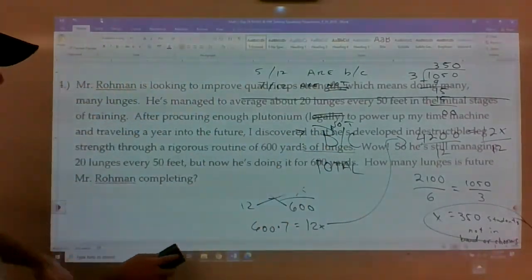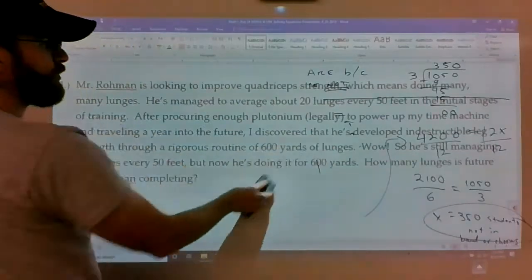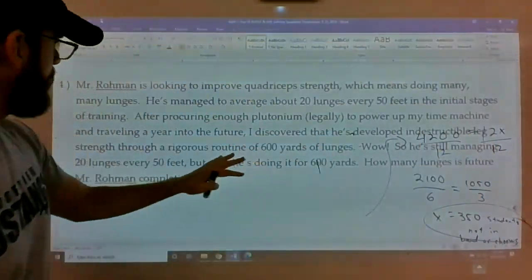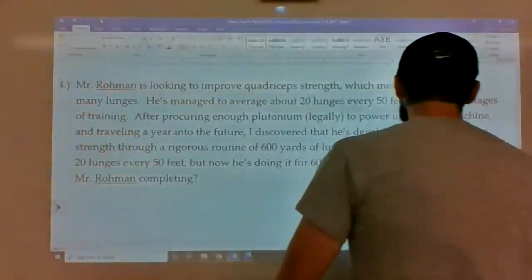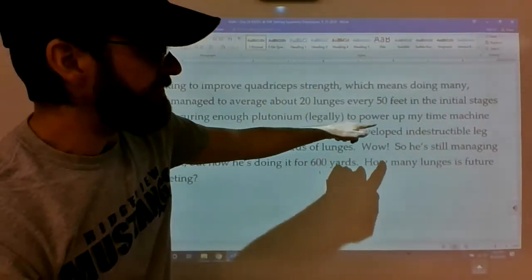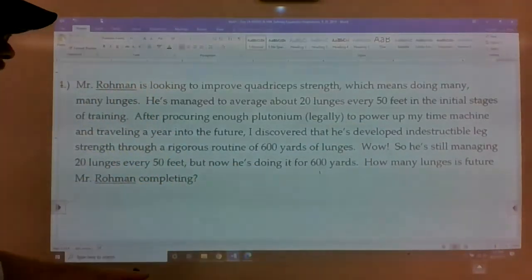All right, so we got a guy named Mr. Roman, and he's looking to improve his quadriceps strength, which means doing a lot of lunges, okay? So he's managed to average 20 lunges every 50 feet in the initial stages of his training.